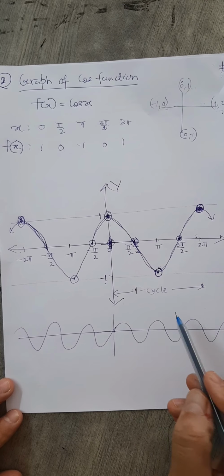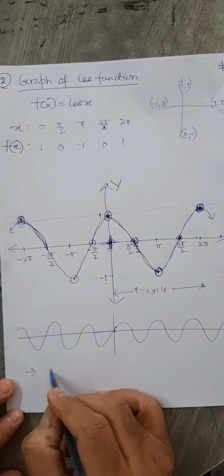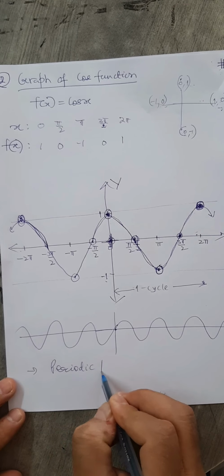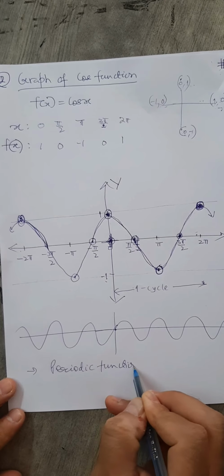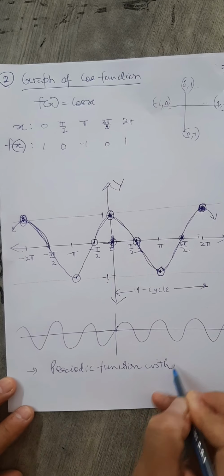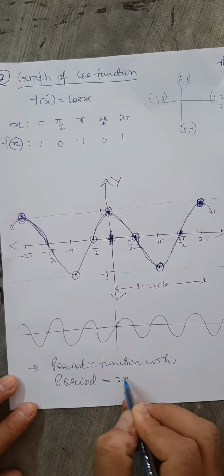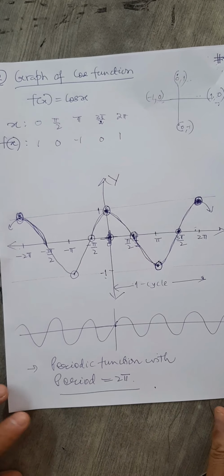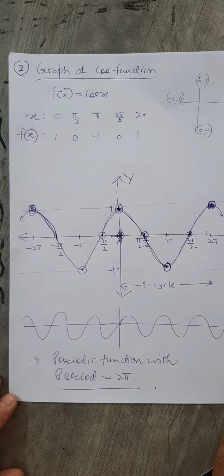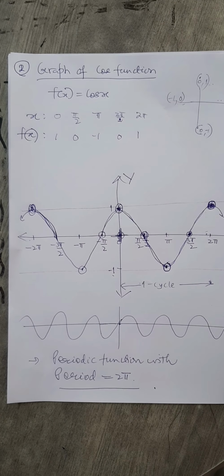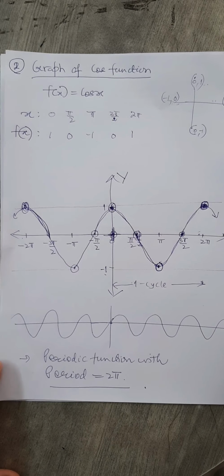Okay, and here again it's a periodic function, as I mentioned, with period equal to 2 pi. So this way we have the graph of cosine. You must have some basic idea about the graph of such functions, remember. That's why I'm emphasizing this. Okay, now we go to the next function.